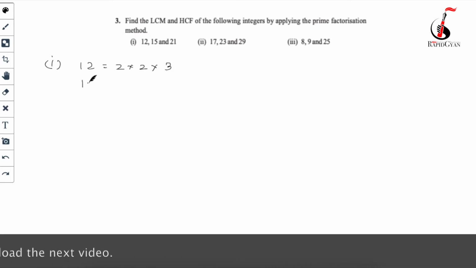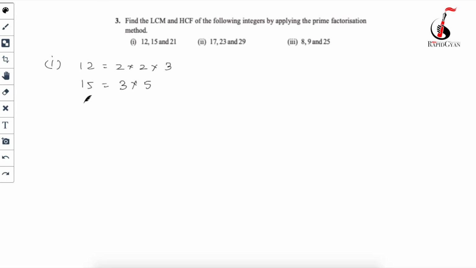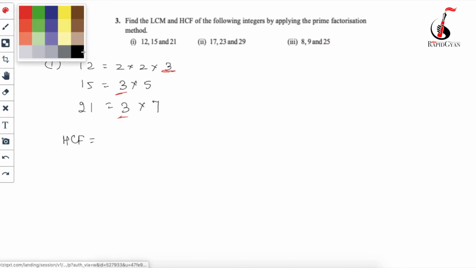What's the prime factorization of 15? It is 3 times 5. What's the prime factorization of 21? It is 3 times 7. So for HCF, what will you have to do? You will have to find the common factor. As you can see, the common factor is only 3, here, here and here. So your HCF will become 3.